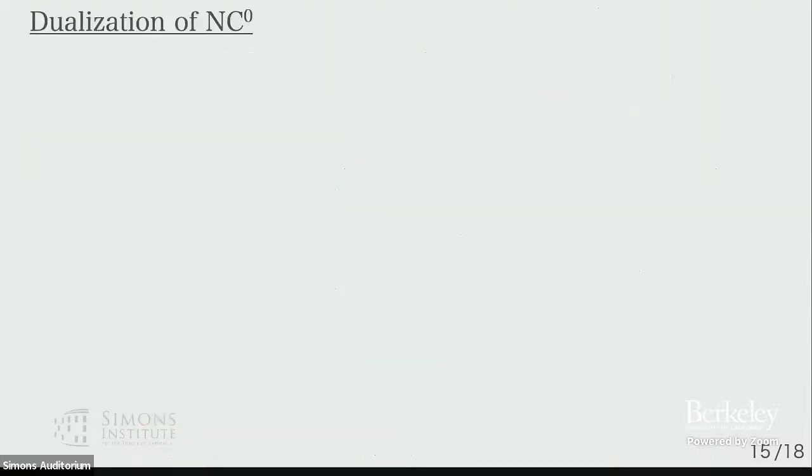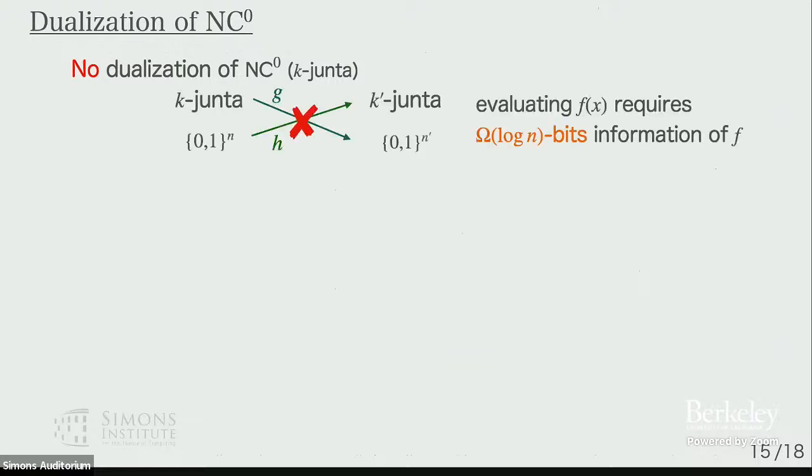Actually, unfortunately, we cannot hope for dualization of NC0 or K-filter. So we cannot construct this type of dual, where K-filter is mapped to some string and some string is mapped to K-filter with preserving evaluation. This is because, roughly speaking, evaluating a K-filter requires only a constant number of bits of information of the representation of F. And we can verify this by using an argument from communication complexity. So to sum up, if we have dualization of some class C, we can connect the hardness of learning C and the existence of PPRGs computable in C. But we cannot hope for dualization of NC0.